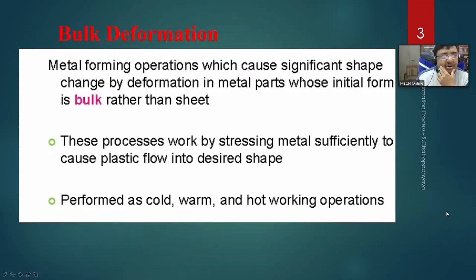So just to recapitulate, metal forming operation causes significant shape change without any waste, very eco-friendly. Metal forming causes significant shape change by deformation of metal parts whose initial form is bulk. That is why the name is bulk deformation process rather than sheet. So bulk deformation process and sheet metal are two different processes. This process works by stressing the metal sufficiently to cause plastic flow into the desired shape. And that is why all those equations we have dealt with and all those problems will be very relevant for your end semester examination and quiz 2.